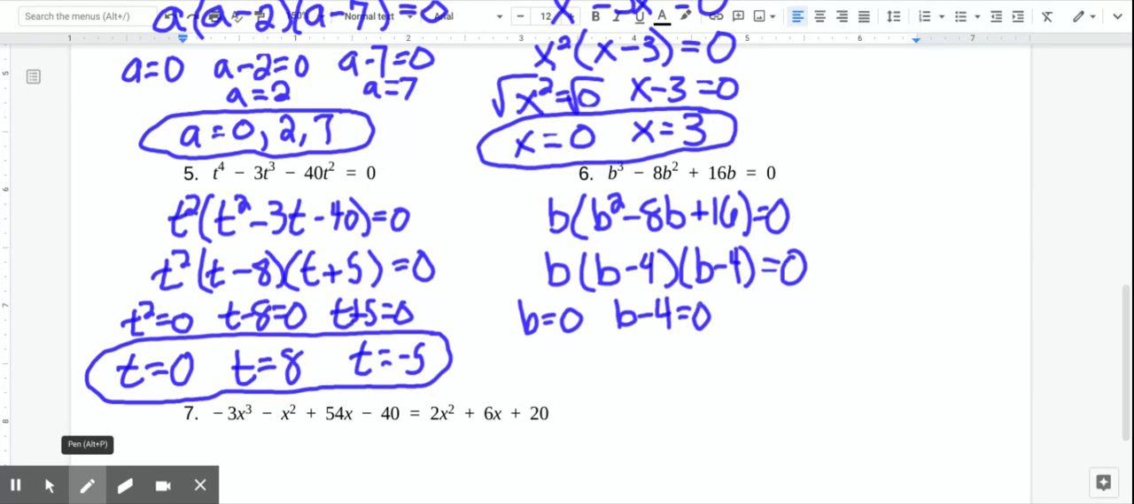Now, I have b minus 4 equals 0. I have another b minus 4 equals 0. We don't need to do it twice. It's going to give us the exact same answer. So add 4 to both sides, and our two solutions are 0 and 4. We'll go back up and catch number 1 and 2 in the next video.